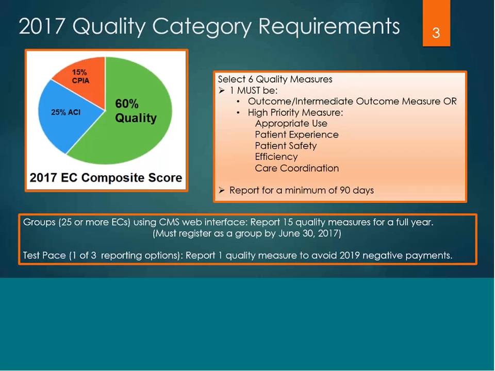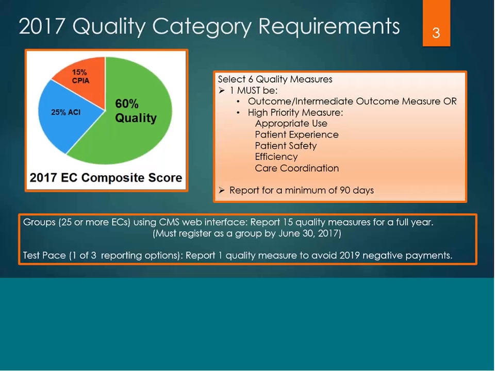For this year, the quality category is worth 60% of a clinician's composite score. There are some MIPS eligible clinicians that will have their ACI reweighted to 0. And that 25% would then be added to the quality category, making their quality category worth 85% of their composite score. You do need to select and report on 6 quality measures.